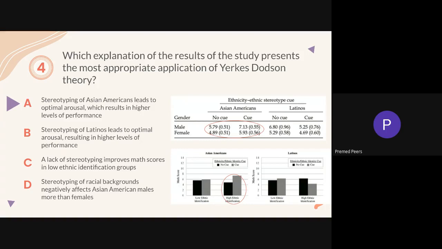Option B is wrong. In students with a high ethnic identification, the stereotype cue lowers their performance for Latino students. Option C is wrong. We can see in figure 2, students with a low ethnic identification perform worse without a cue than students with a cue. Option D is wrong. In figure 1, we can see that the performance of males and females increased when presented with a cue and without a cue. So stereotyping increased performance.